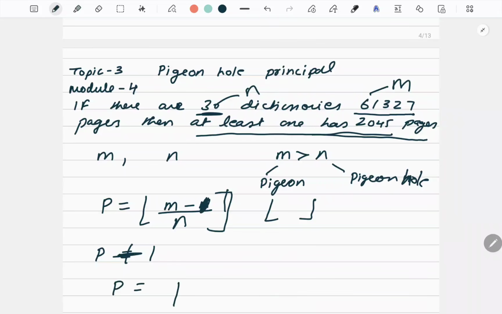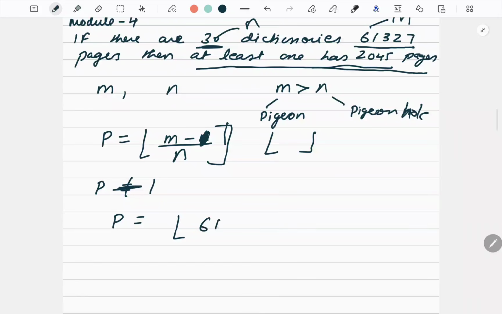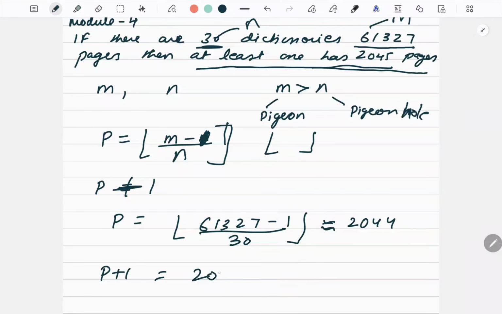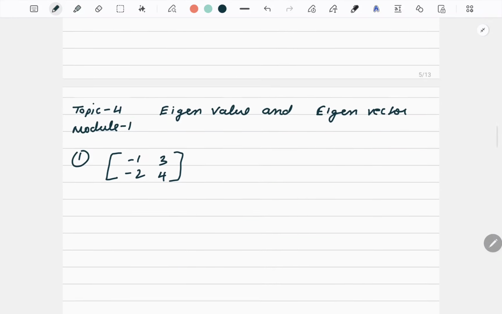So p will be equal to (61327 minus 1) upon 30. Correct? So this will be equal to 2044, approximately, not exact. And then my answer will be p plus 1, that is 2045, and that is what they have asked to prove. Again, I am just giving you a hint here on how to solve the question. To learn the method, please go to the video. I will put the link in the description box as well. Okay, now go to the next question.